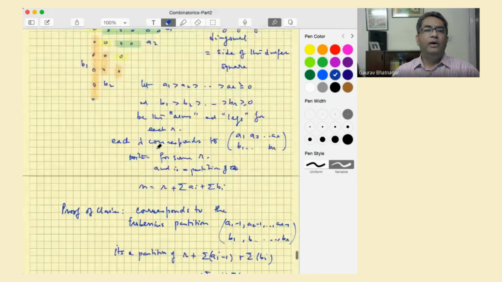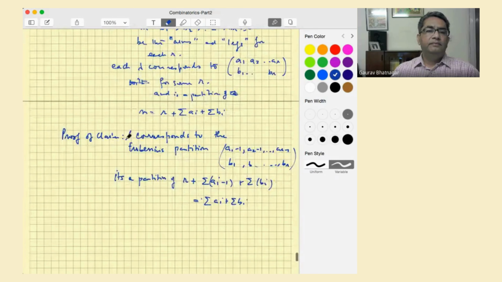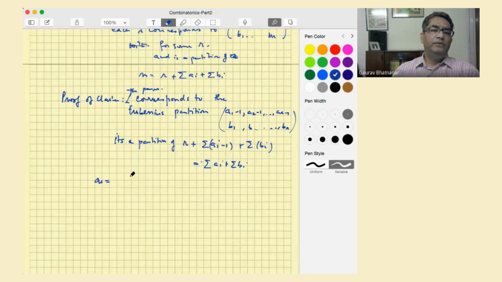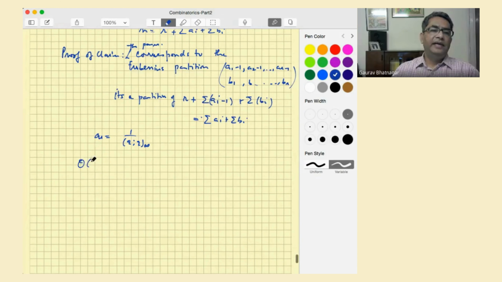Okay, so what does this tell you? That tells you A0 equal to 1 over (q;q) infinity, and therefore theta(x;q), which is (x;q) infinity (q/x;q) infinity, is equal to 1 over (q;q) infinity summation a_n q raised to n choose 2 x raised to n, n going from minus infinity to infinity.